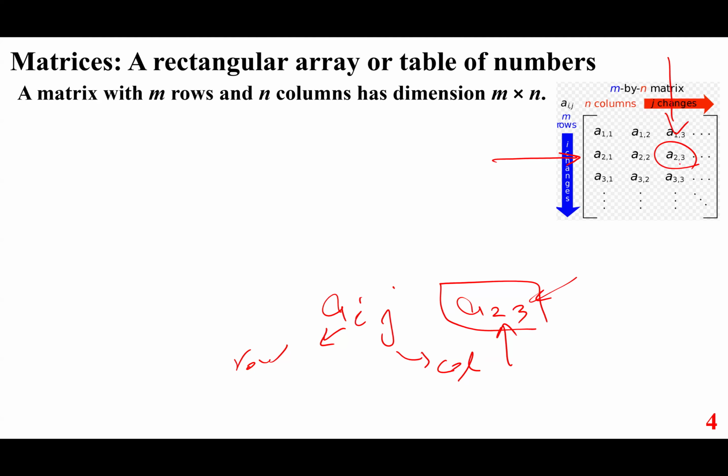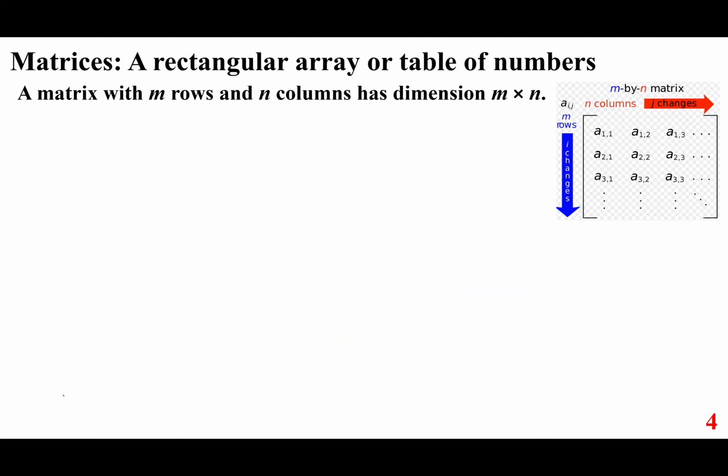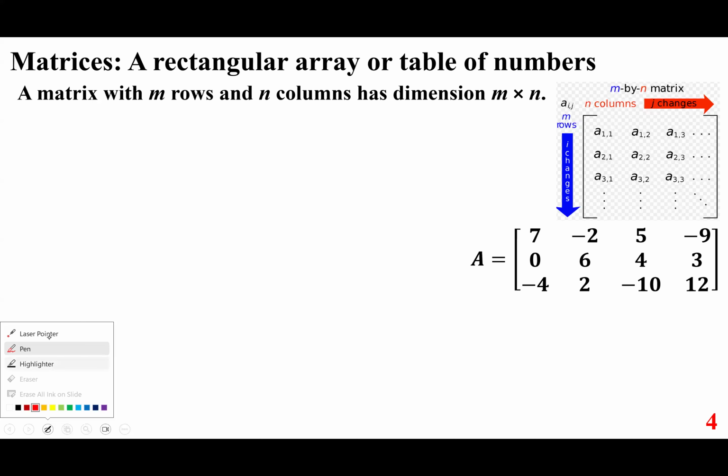Now, let me erase my work. If we are looking at matrix A, and we want to mention the dimension, 1, 2, 3 rows, 1, 2, 3, 4 columns, 3 by 4.